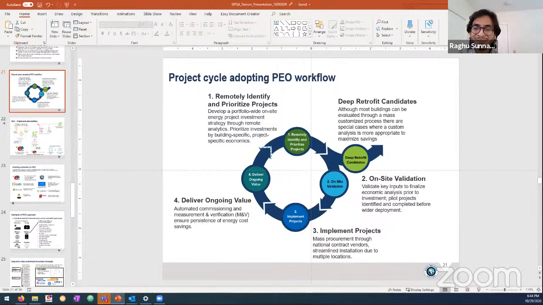The other thing we've seen is how much of the decision ends up being on the financial analytics side, especially when you're thinking about retrofitting existing buildings.